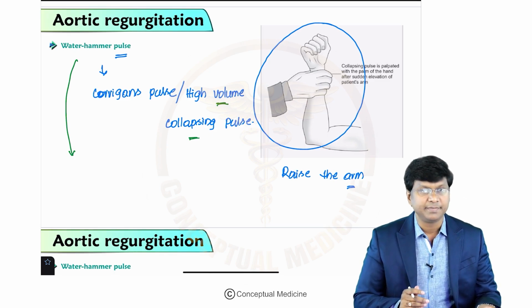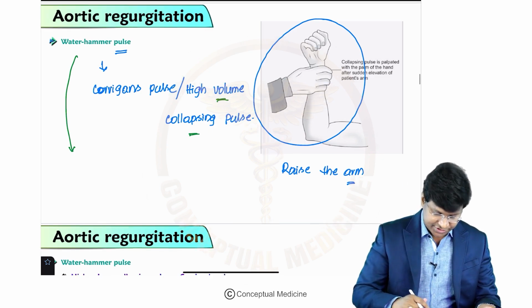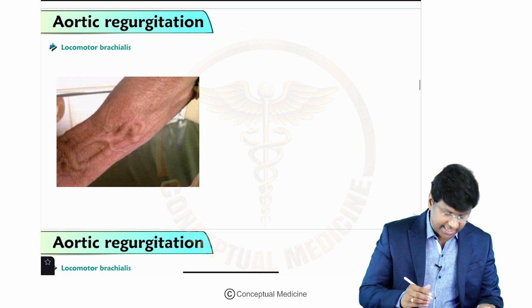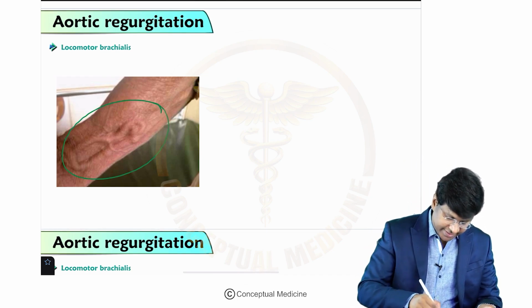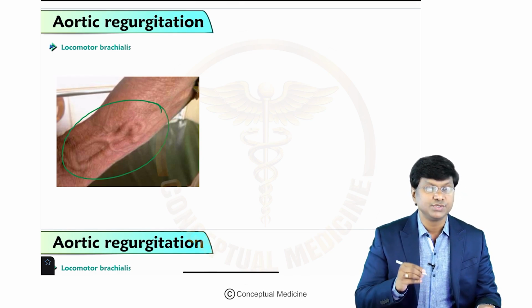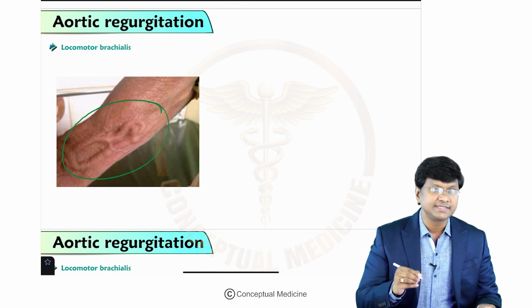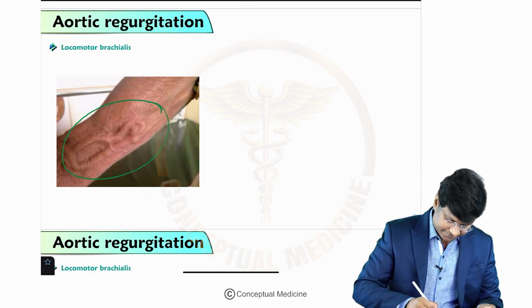Now, another important peripheral sign in patients with aortic regurgitation is the locomotor brachialis. Where you will observe it is, you need to look at the medial side of the lower arm with a semi-flexed elbow.